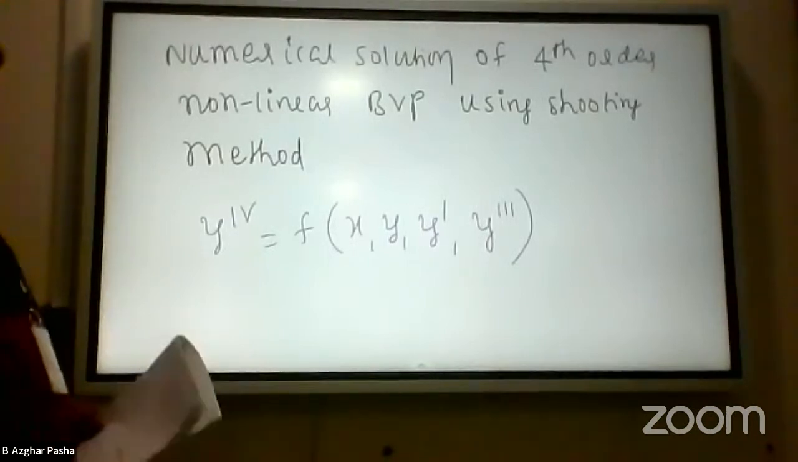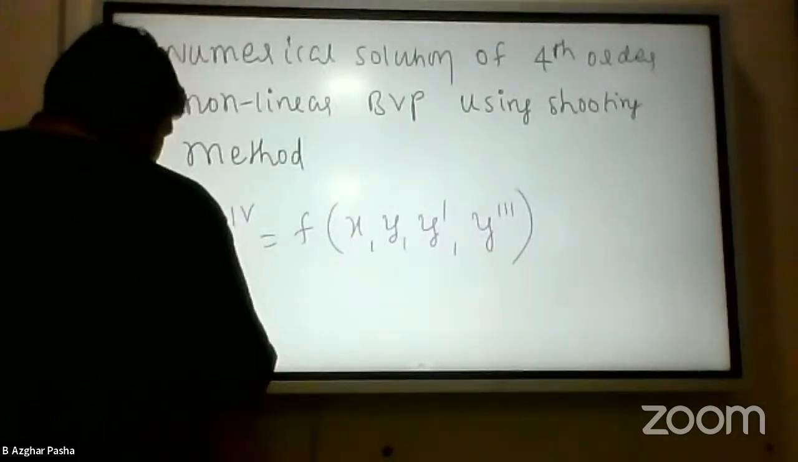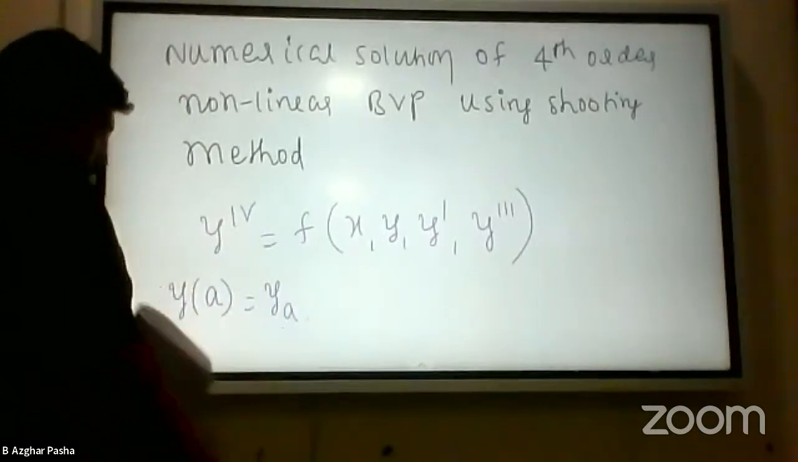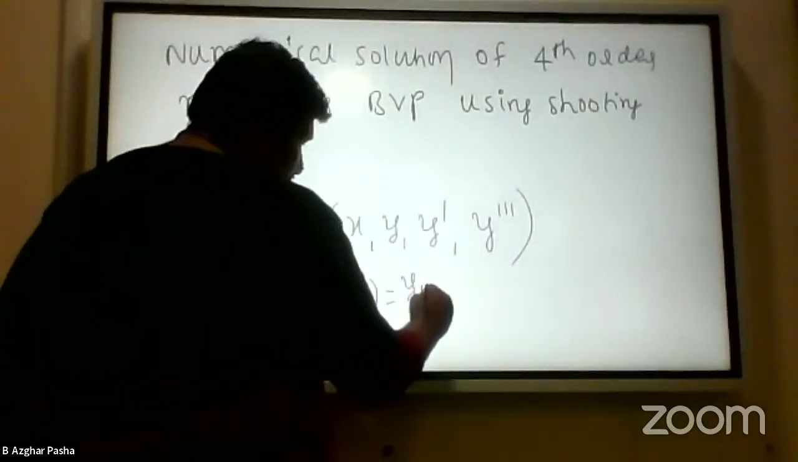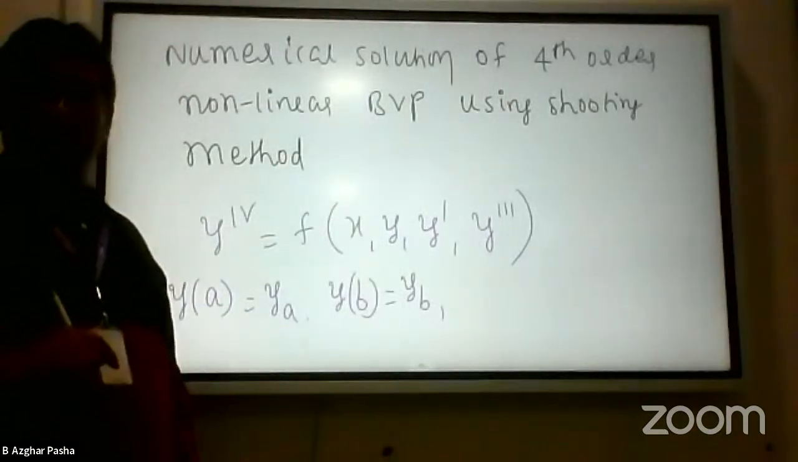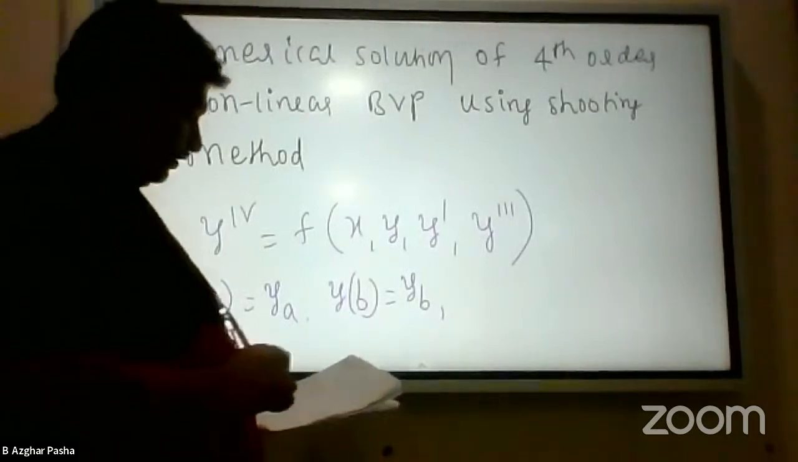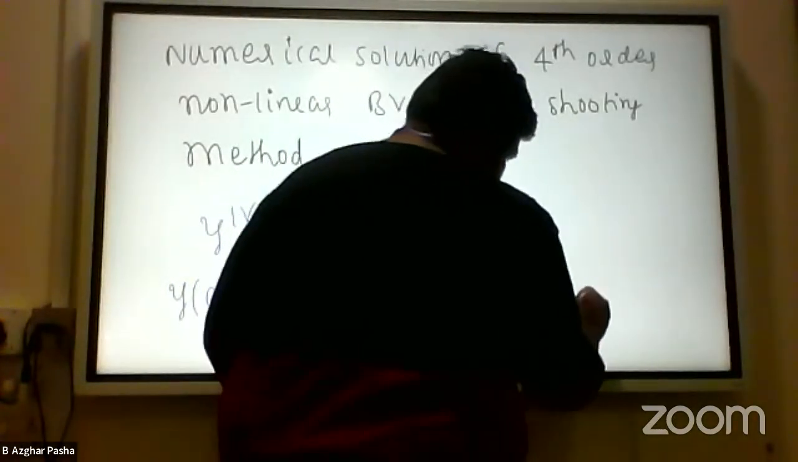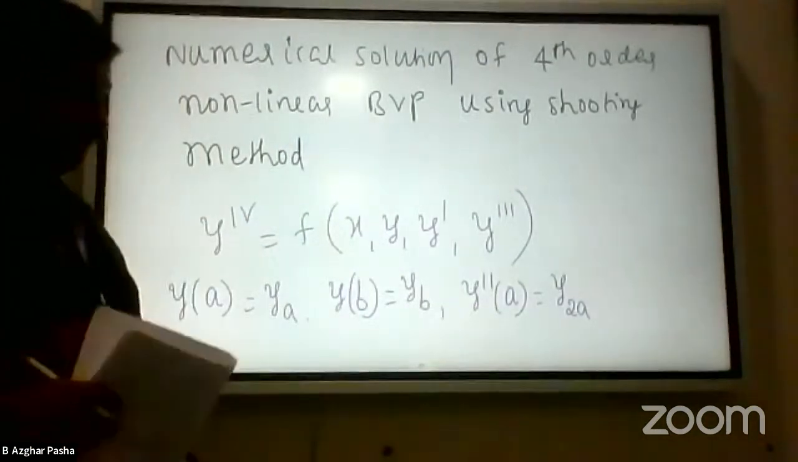Okay, assume that conditions are like this. Suppose y at a is given some number ya, and y of b at the end point is yb. Y of a is ya, it is useful for my initial value problem. This y of b is not useful, so one unknown. Y double dash of a is given some number y2a. This is useful because it is at a.